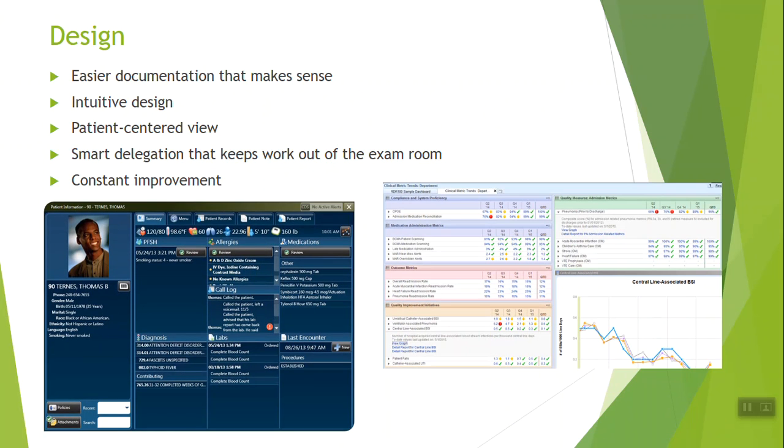So the design: two screenshots of examples of what a provider may see are shown on the screen. It allows for easier documentation that makes sense. It is intuitive. It's patient-centered to try to provide the best care possible to the patient. It keeps smart delegation that keeps work out of the exam room, and there's constant improvement around these tools.